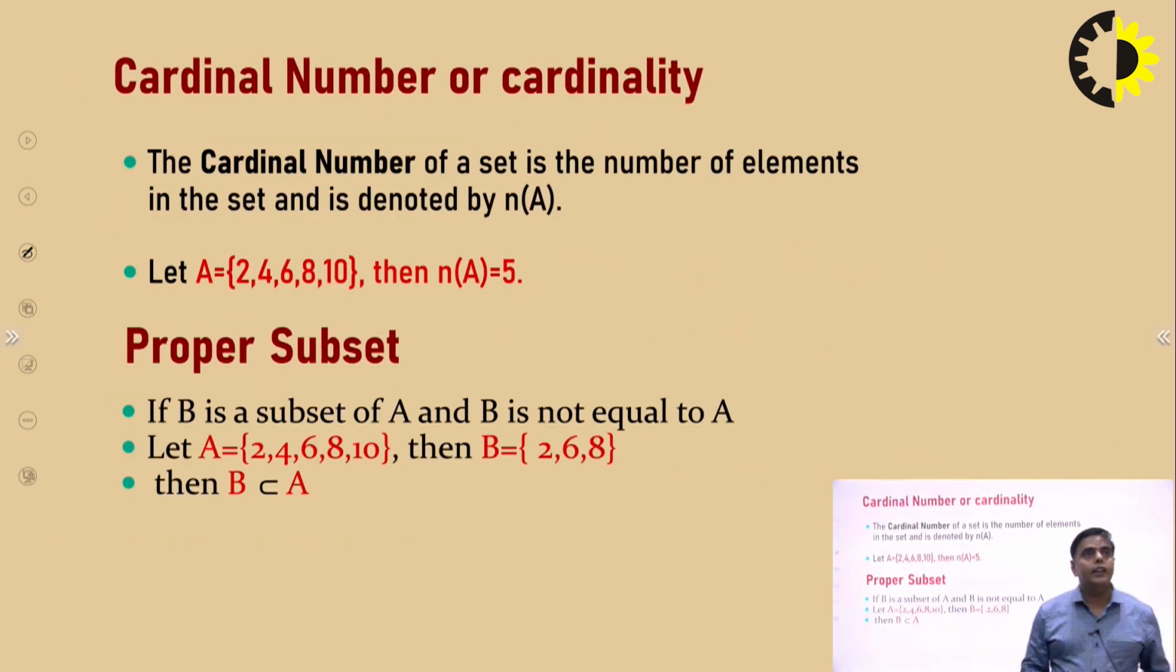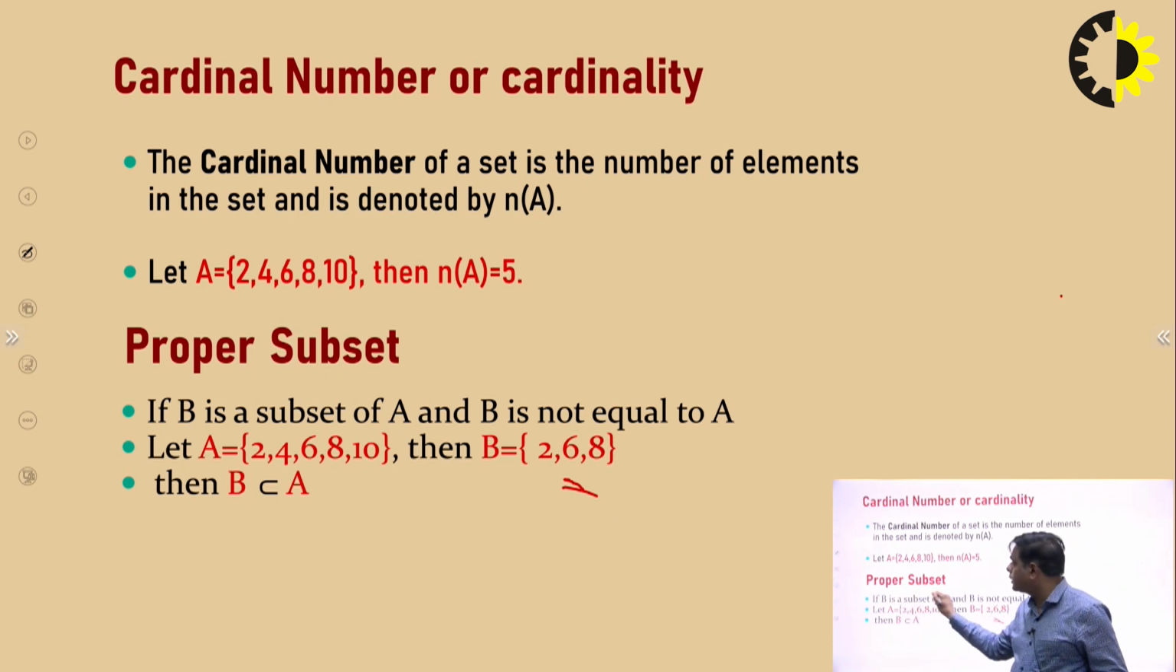Next is the cardinality, or cardinal number. The number of elements in a set is called the cardinality. Suppose there is a set A, and it contains 5 elements. Then how will you write the cardinality? The number of elements in set A, this is 5.